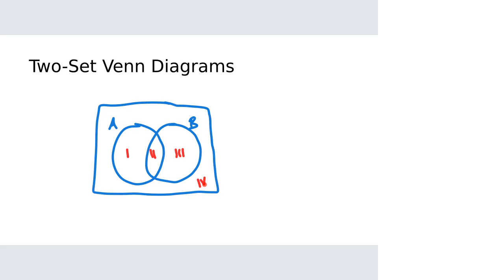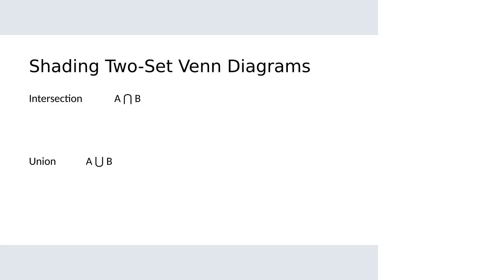As we go through this, make sure you ask questions whenever you have them. Okay, what is today about? Shading Venn diagrams. We're going to shade two-set Venn diagrams. And the first thing we're going to look at is the intersection. We're going to shade the intersection of sets A and B, or A intersect B.